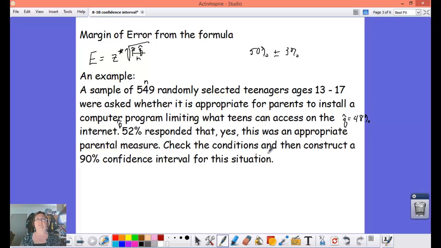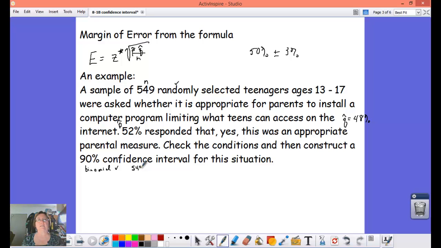It says that we should check the conditions and then make that 90% confidence interval for this situation. Our first criteria is that we be random and binomial, and I'll ask you to look in the paragraph to see if that is the case. It does talk about random, and their answer was either yes or no, so we can check that condition off. We met that.